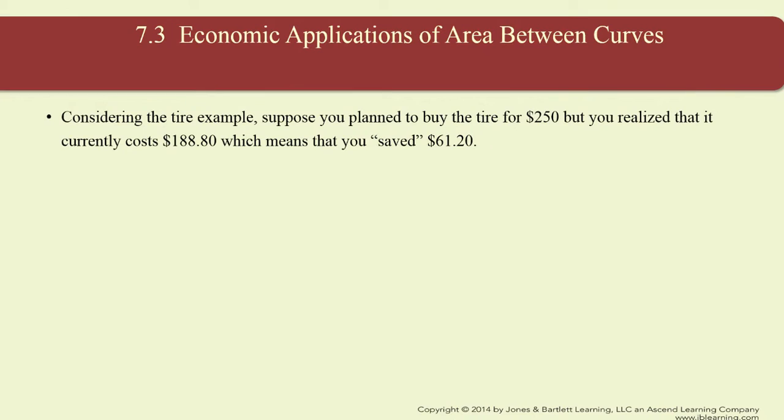All right, here we are. Let's continue on with that tire example. Now let's just do a what if. Suppose you were going to buy the tire for $250. You like the tire, and you're willing to spend $250 for it. You show up and you see that it currently costs $188.80. That should make you happy. And we say in that sense that you've, quote, saved $61.20. You were willing to pay $250, but you got it for $188.80. So yes, you saved $61.20.